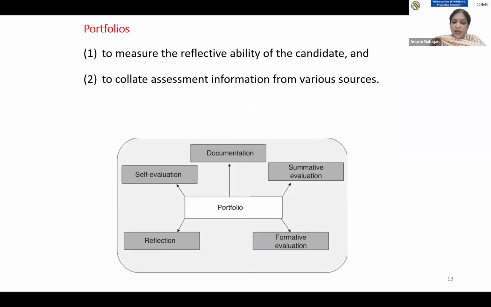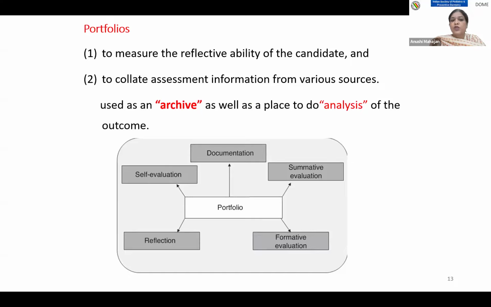It can be used for self-evaluation and reflection, and can be used both for formative and summative evaluation. And it also leads to documentation of their work. It is used as an archive as well as a place to do analysis of the outcome.